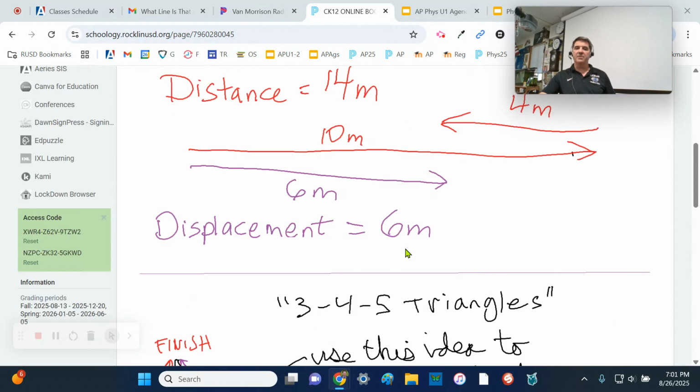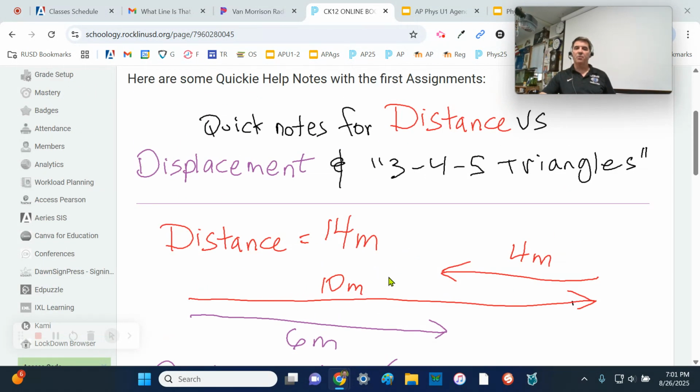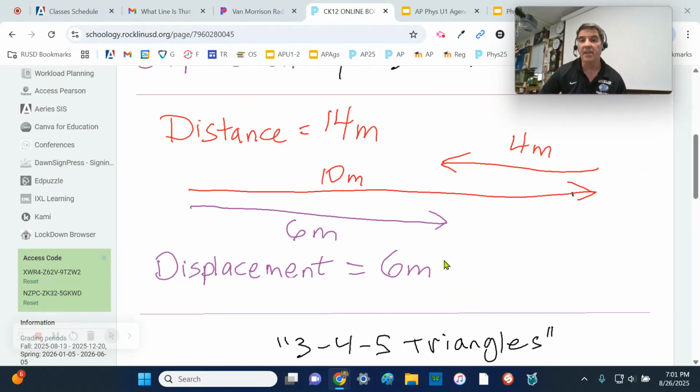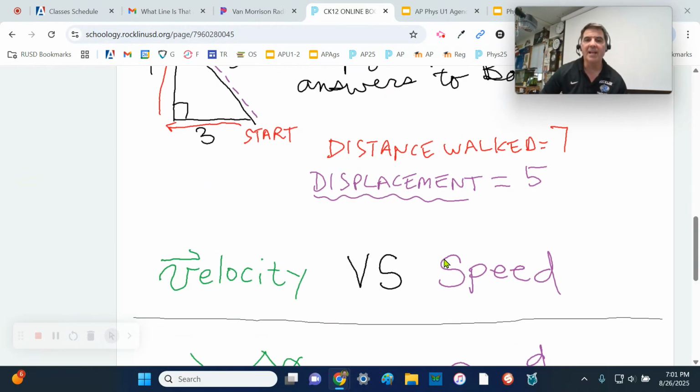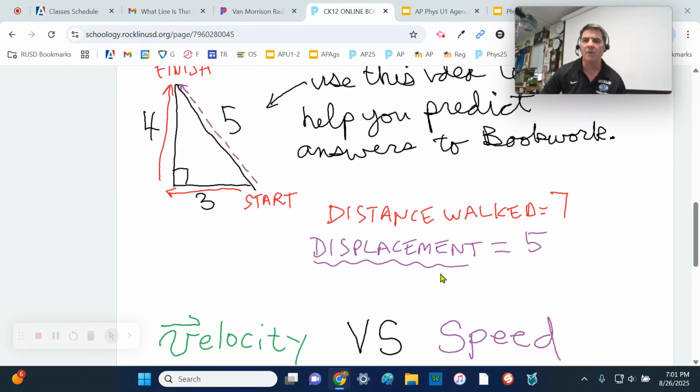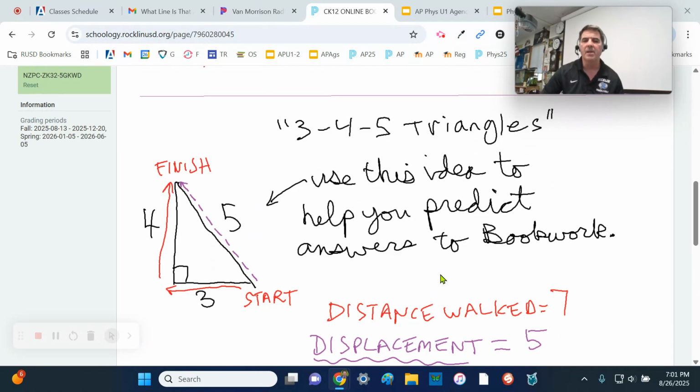You can use negatives in the math, 10 minus 4, but you can't use negatives in the answer. Okay? And then lastly, 3, 4, 5 triangles are amazing. They're awesome. They're super spectacular. And very often, physics will give you a 3, 4, 5 triangle because it gives you a right angle and it gives you some known sides. And so a 3, 4, 5 triangle has to be a right triangle.